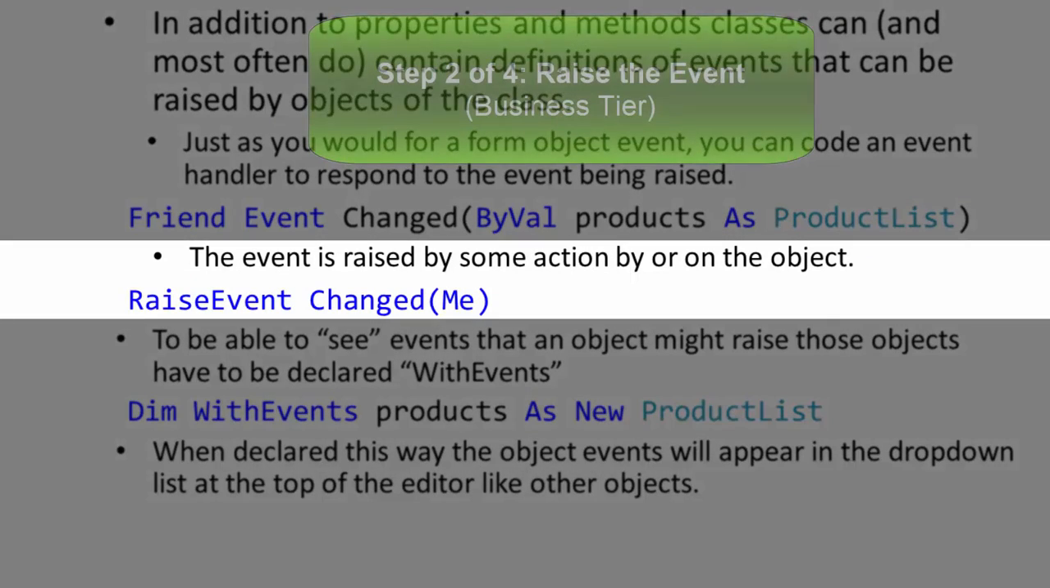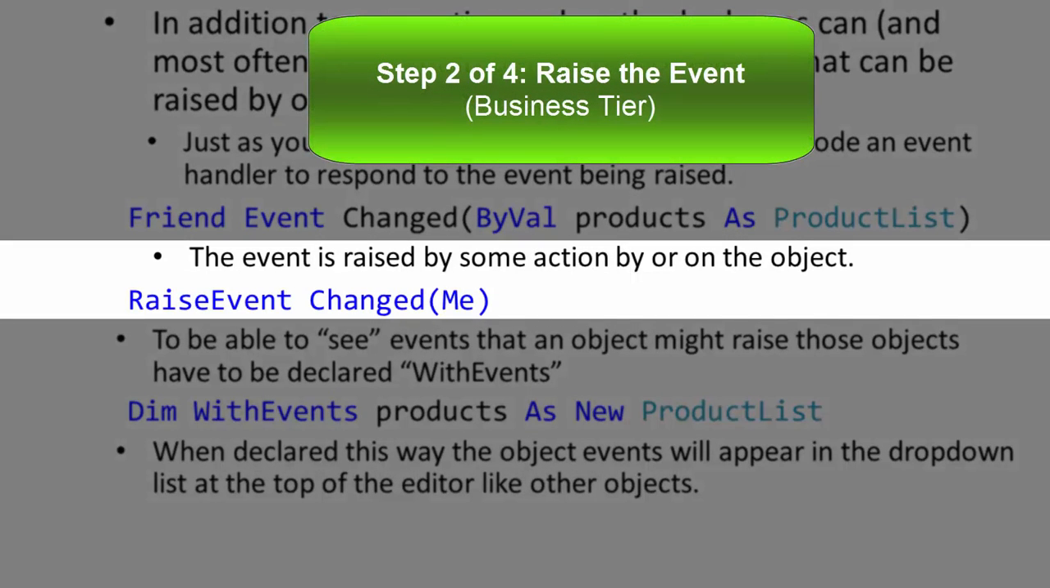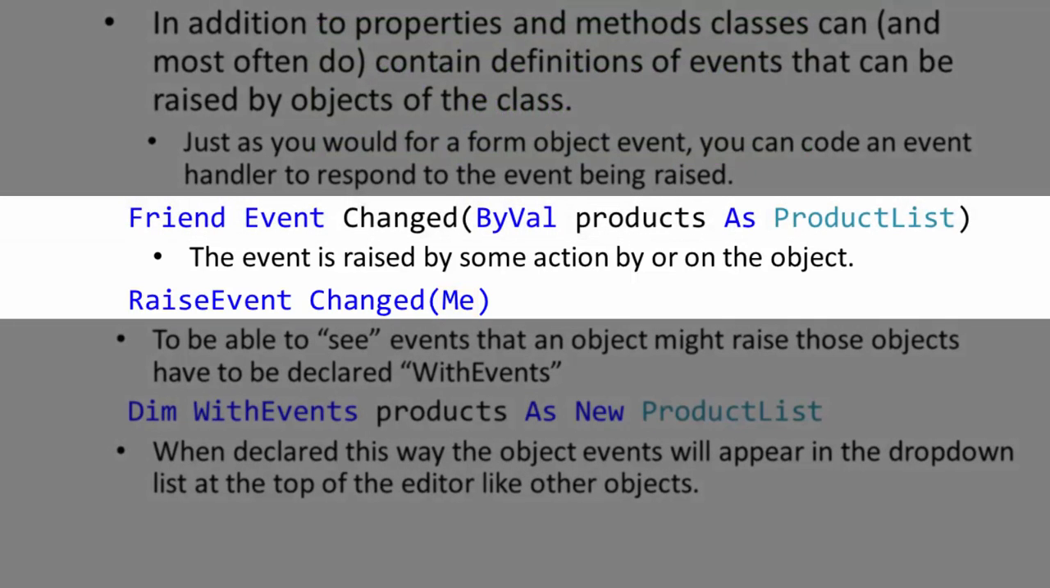When you want to raise the event, which is to say you want to make the event happen, just like clicking causes the button calculate click to take place, you need to raise the event. So you'll have some logic that might cause this event to be raised. And you would do that with raise event changed, and in this case it's using the keyword me to pass itself as a parameter. And as you can see here, that's because in this case the changed event's parameter is the object itself of the product list class.